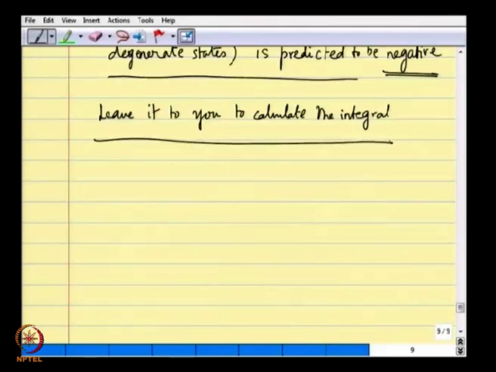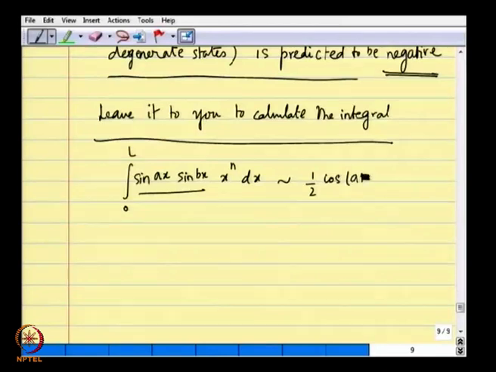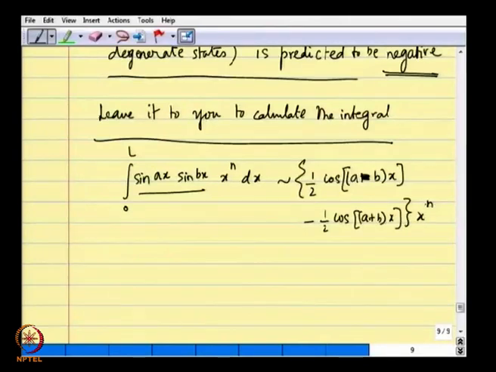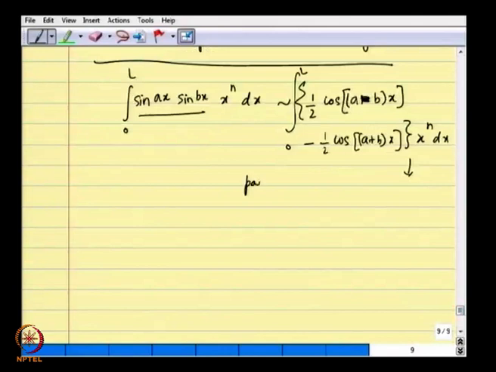Okay. Essentially, if you recall, an integral of this nature, sin a x sin b x times x raised to n from 0 to L dx, one simple way is to write this in the double angle formula, namely 1 by 2 cos (a minus b) x minus 1 by 2 cos (a plus b) x, multiplied by x raised to n, integral 0 to L dx, and then cos x times x raised to n can be done using partial integration.